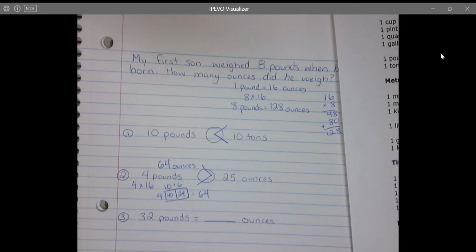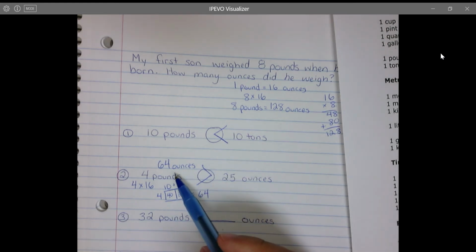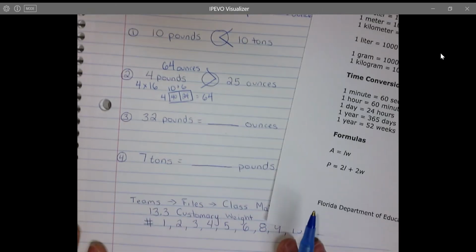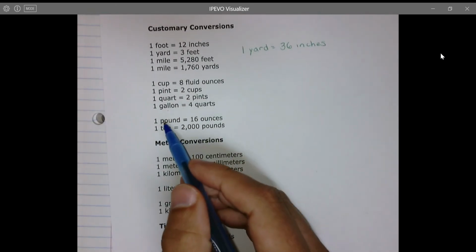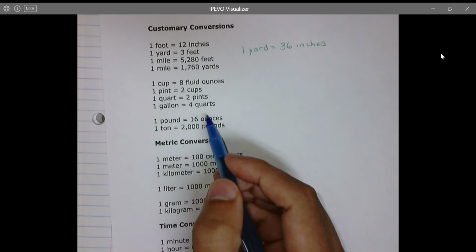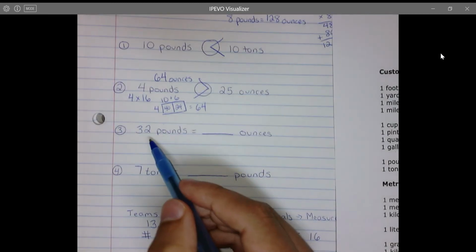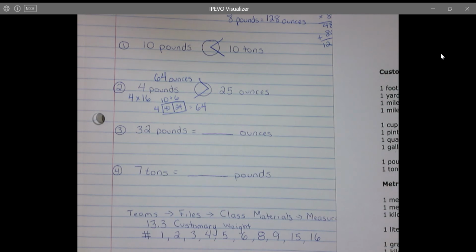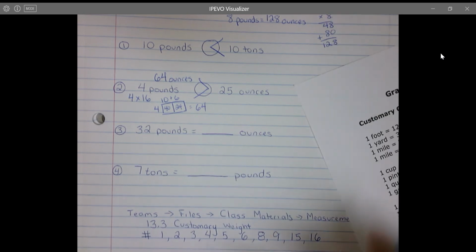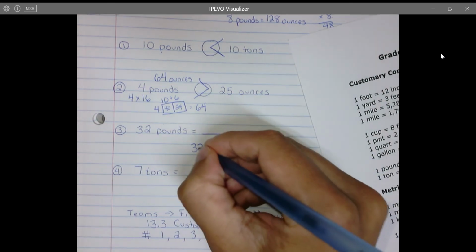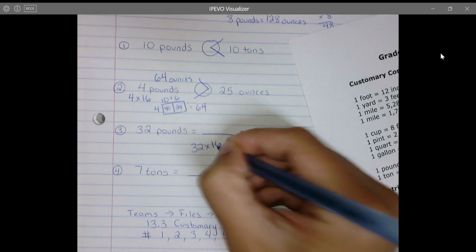Number 3, I have 32 pounds is so many ounces. So I'm going to do exactly what I just did right here. I'm going to have to change these pounds into ounces. Again, using my reference sheet, 1 pound is 16 ounces. So I have 32 pounds. That means I have 32 groups of 16 ounces, or 32 multiplied by 16.